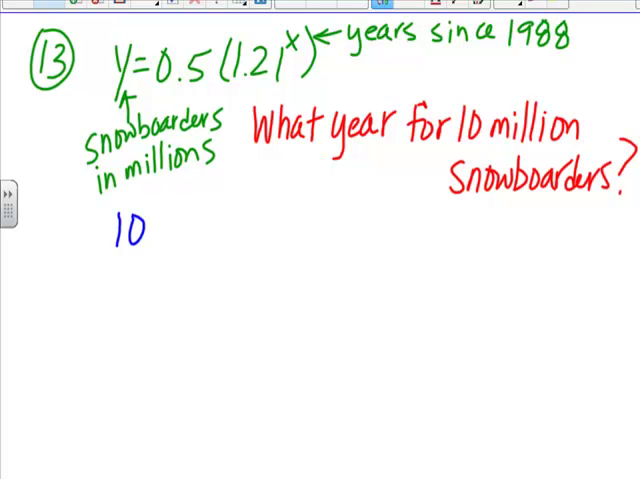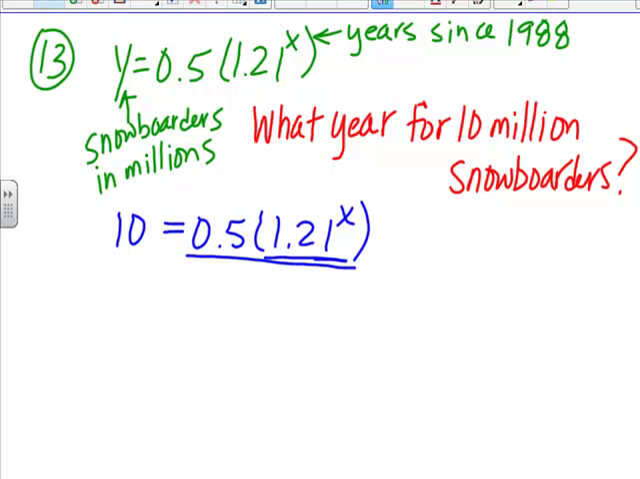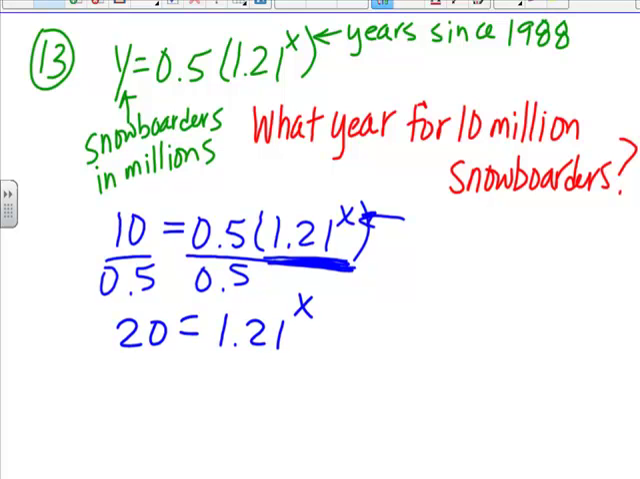We're going to put a 10 in here. It is 0.5 times 1.21 to the x power. Once again, you always want to get the base that has the unknown in the exponent by itself. So I'm going to divide by 0.5. So 10 divided by 0.5 then is 20. So now I have 20 equals 1.21 to the x.